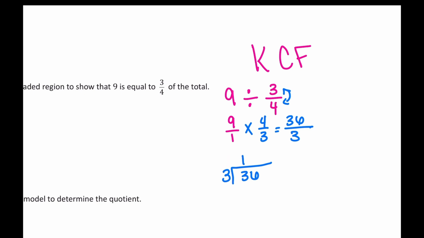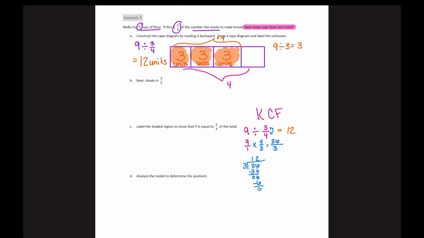3 can go into 3 one time, because 1 times 3 is 3. And we're going to bring down the 6. And 3 can go into 6 2 times. 2 times 3 is 6. And 6 minus 6 is 0. So we know that if we were to take 36/3 and reduce it, we will get the solution or the quotient of 12, which is the same answer as what we got in the previous example.